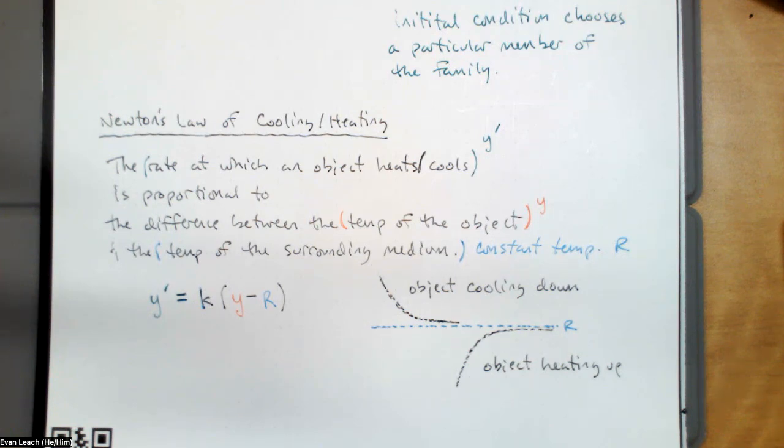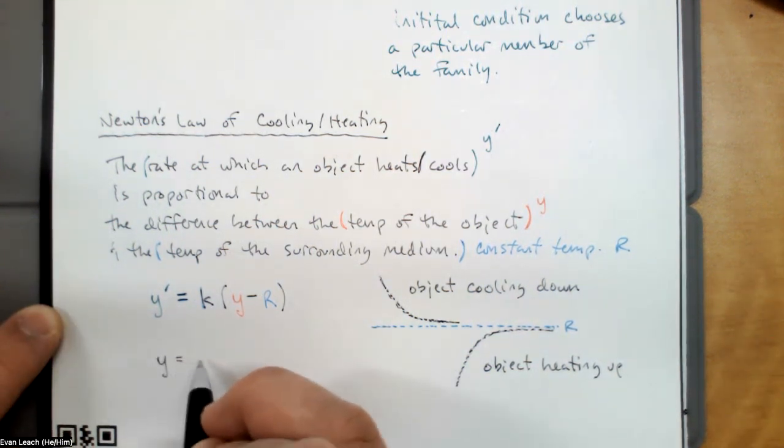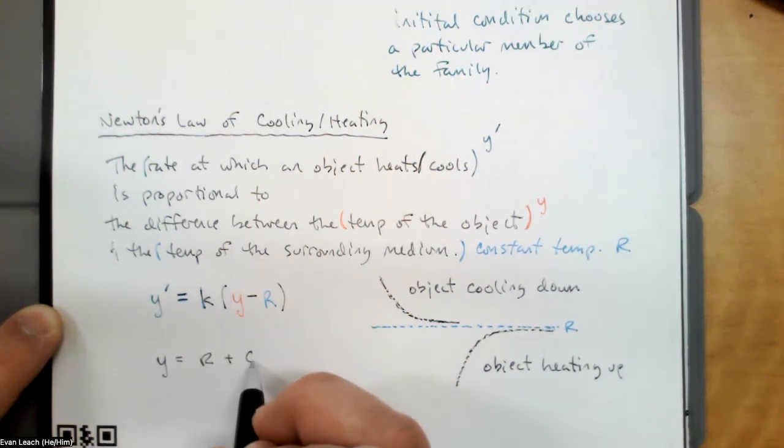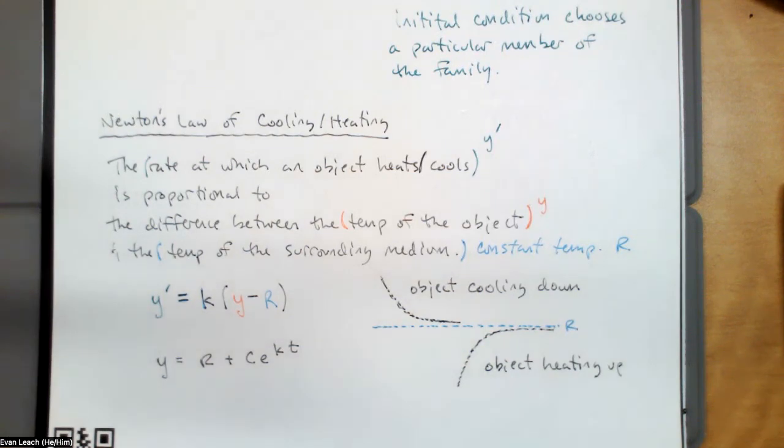So we can see what the solution is going to look like. We're going to have the constant in the middle. We'll have R plus C e to the KT. I know that there's some part where the exponential part is below R. That just means C will be negative, so I don't bother with writing plus or minus. C negative means we're starting below room temperature. C positive means above room temperature.